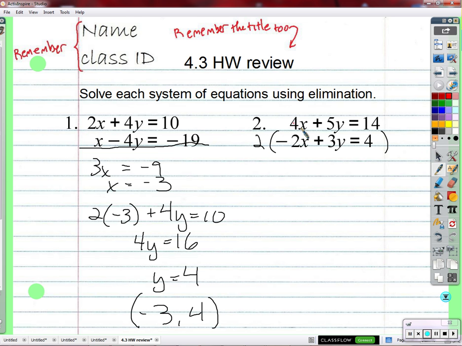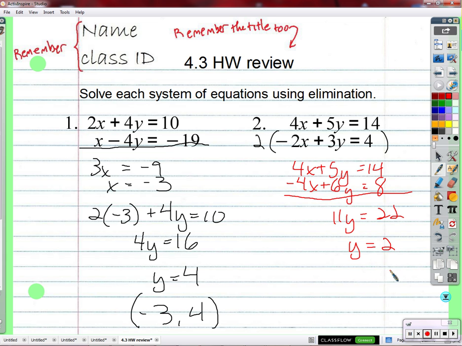So 2 times, well, we'll write the first equation again. 4x plus 5y equals 14. Multiply by 2. 2 times negative 2 is negative 4x. 2 times 3y is 6y, 2 times 4 is 8. Yes, it is. Add it together, we get 0x, 6y plus 5y is 11y, 14 plus 8 is 22, divide by 11, y is 2.